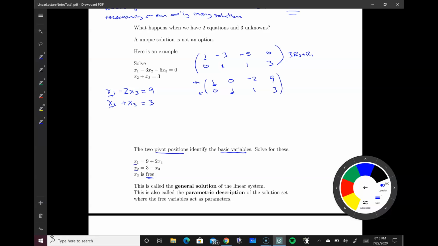So it's free. This is our general solution, and this is showing how I get infinitely many solutions, because I'm allowed to choose anything for x3.